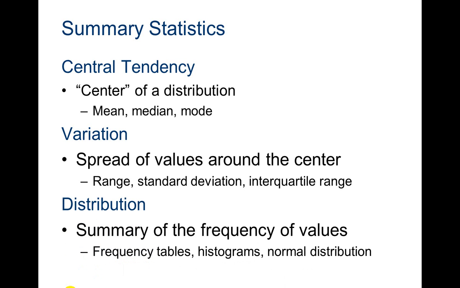Even more detail about a variable can be shown by a frequency distribution, which shows a summary of the data values distributed throughout the range of values. Frequency distributions can be shown by frequency tables, histograms, box plots, or other summaries.